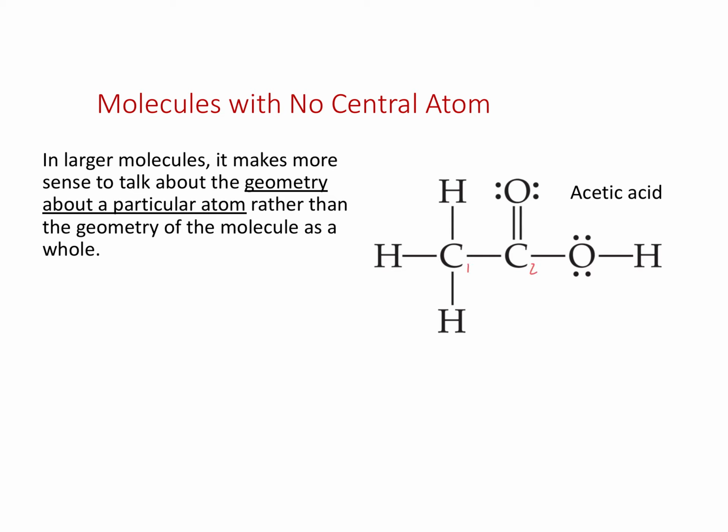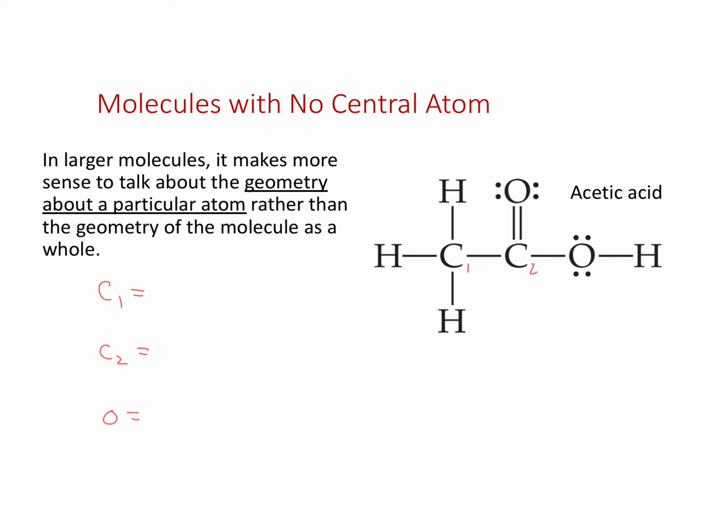And so we'll break down acetic acid here. I've got carbon 1, I've got carbon 2, and I've got my oxygen. So we're going to figure out the geometry around all three of those atoms. And we're going to do that by doing the same steps that we did, except just focusing on carbon 1 first, and then carbon 2, and then the oxygen.